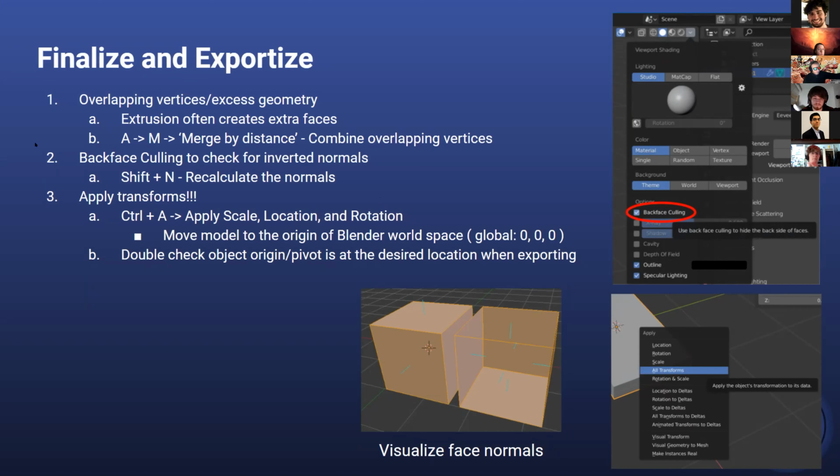Another thing that's important is backface culling. You can turn that on here in the top right corner of the scene view. There's this little drop-down menu. You need to be in solid mode.